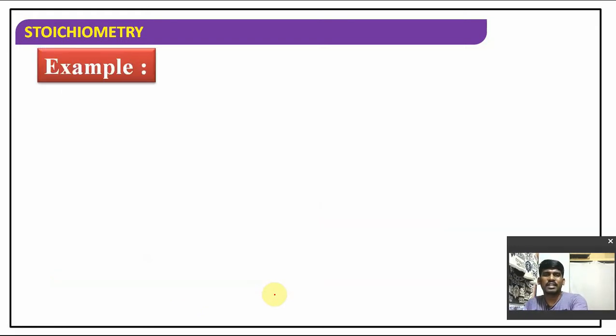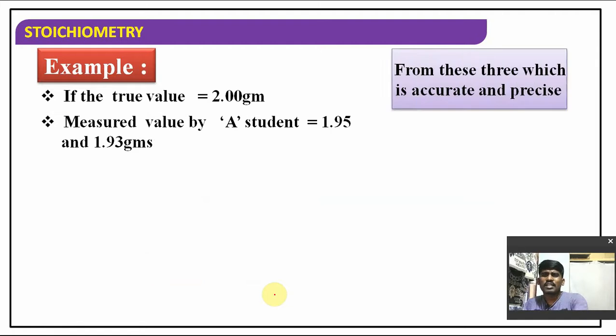Guys, understood the point? Take an example: suppose the true value is 2 gram. When you go to the laboratory, the teacher will ask you to report the value of a particular experiment. That actual value of the experiment should be how much? 2 gram, right? Can you report exactly 2 gram, guys? It's not possible. Never. Exactly 2 grams is not possible by any child, any student, or any faculty.